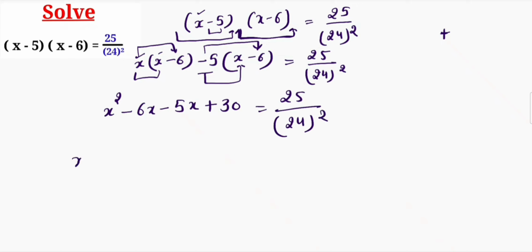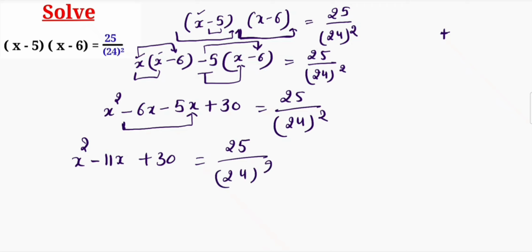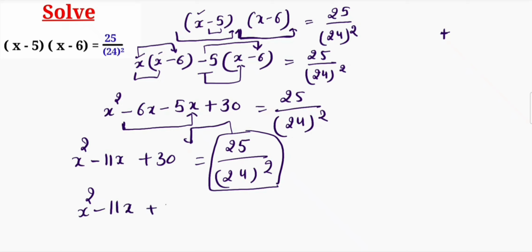So I get x², then -6x and -5x. We add them and keep the negative sign, and we get -11x + 30 = (25/24)². Now I will take this whole thing to the right-hand side. So I get x² - 11x + 30 - (25/24)² = 0.